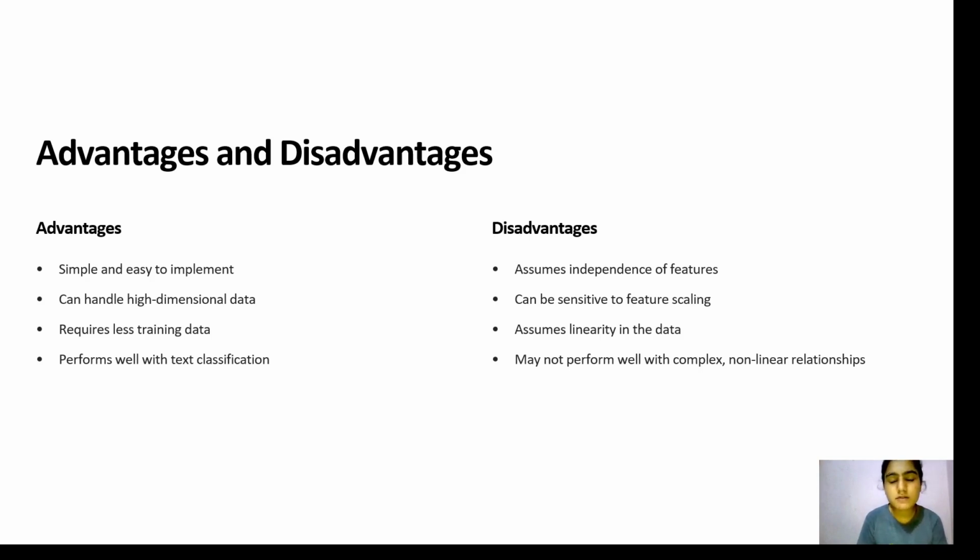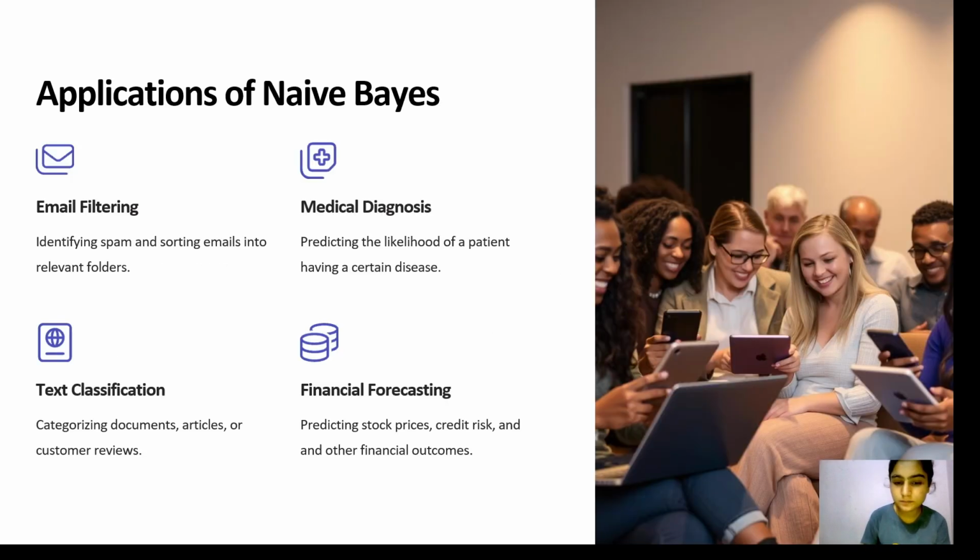And disadvantages of Naive Bayes. First is the assumed independence of features. It can be sensitive to feature scaling, assumes linearity in the data, and may not perform well with complex non-linear relationships. Yes, it can be. And now the applications of Naive Bayes.